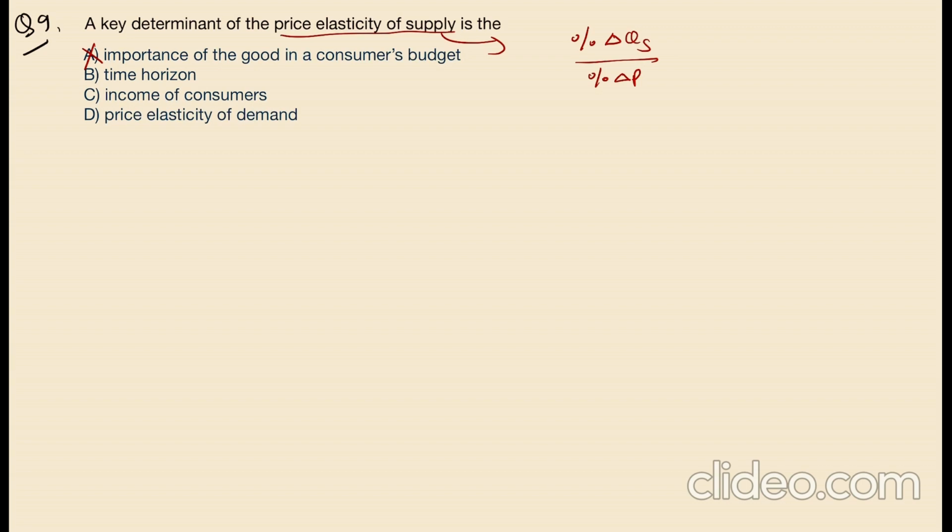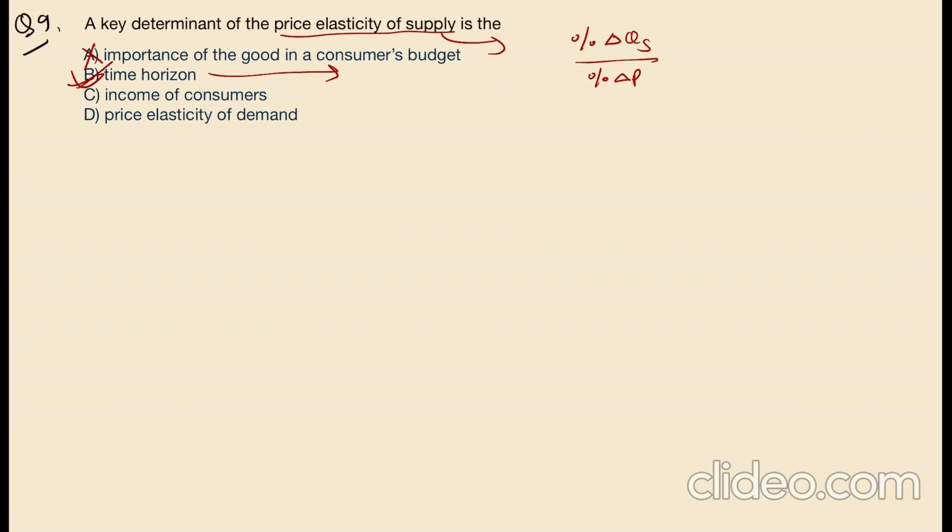Now time horizon, yes, I think this is a very important factor, because there are some products whose production takes a lot of time, right? And if we are talking about those products, even if the price changes in the short run, the quantity supplied won't really change, because it is just not possible to change the quantity supplied in a short span of time, right? So for those products, the price elasticity of supply remains inelastic, right? So time horizon, yes, definitely it is a key determinant of price elasticity of supply. The answer should be this.